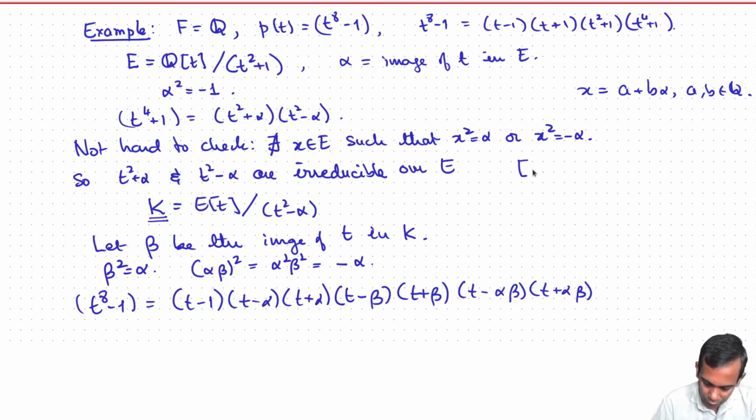Now the degree of K over Q is the degree of K over E times the degree of E over Q, and that's 2 into 2, so that's 4. I hope these examples have given you a feel for what we are doing here, and now we are ready to prove the general theorem. So, proof of the theorem.